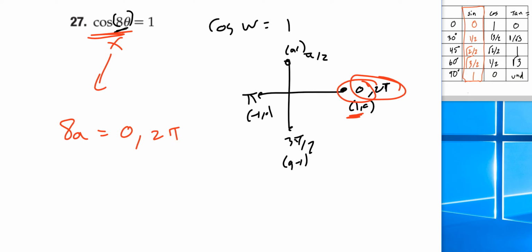And then you've got to solve the problem for theta. It's 8 theta, so theta equals 0 and pi over 4. And that's it.